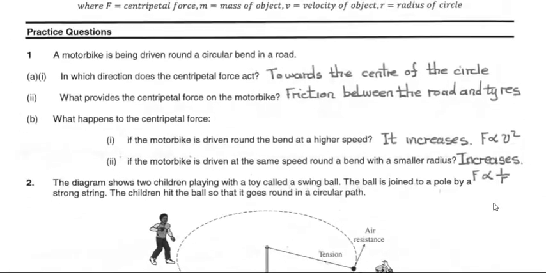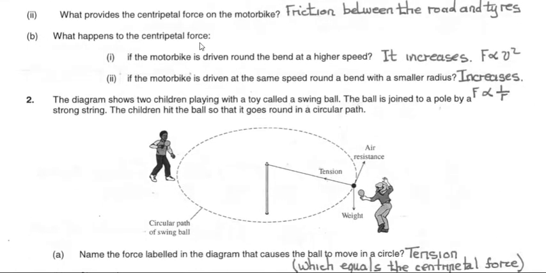Question 1. A motorbike is being driven around a circular bend in a road. A1. In which direction does the centripetal force act? It acts towards the centre of the circle. A2. What provides the centripetal force on the motorbike? Friction between the road and tyres. What happens to the centripetal force if the motorbike is driven around the bend at a higher speed? The centripetal force increases because F is proportional to v squared.